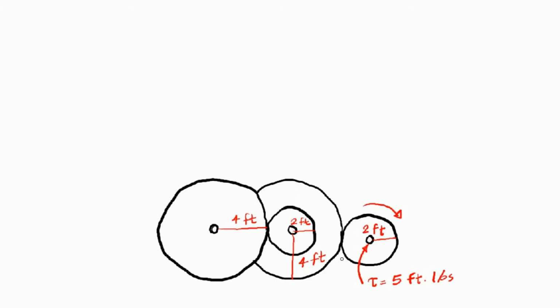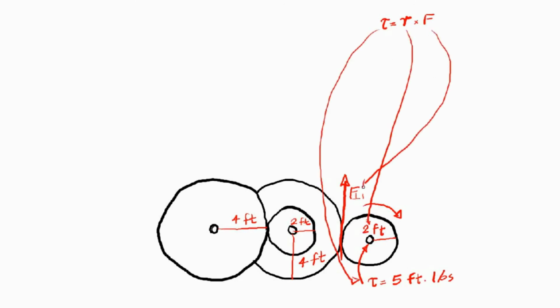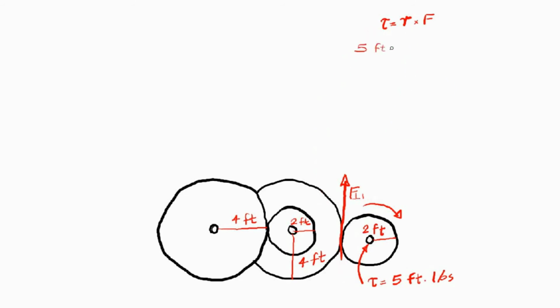This turns this way and we need to find the force right here. Let's call it F1. To calculate, torque equals radius times force. We know the torque, we know the radius, and we need the force. So 5 feet-pound equals 2 feet times F1. We can divide the whole thing by 2 feet, and we get 2.5 pounds equals F1. So F1 equals 2.5 pounds.